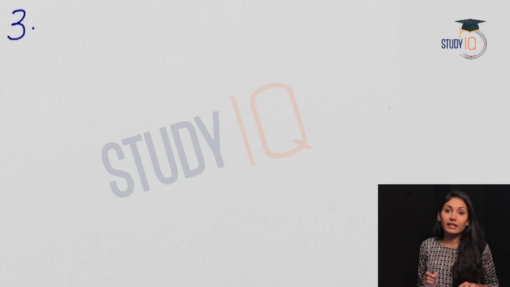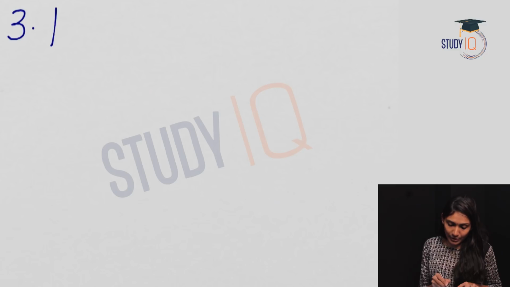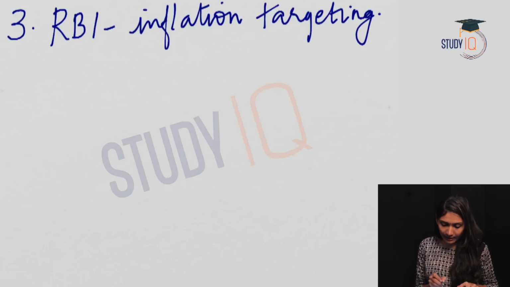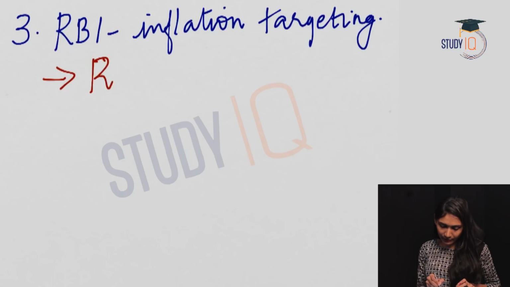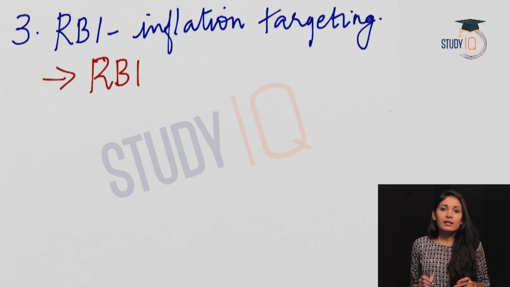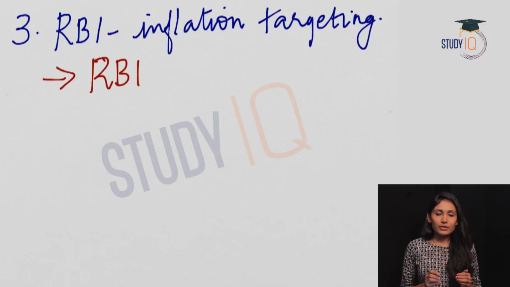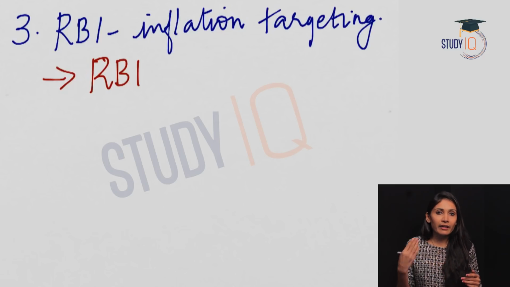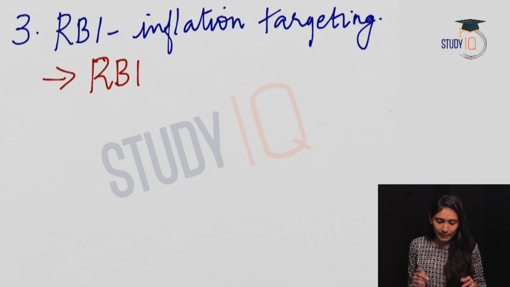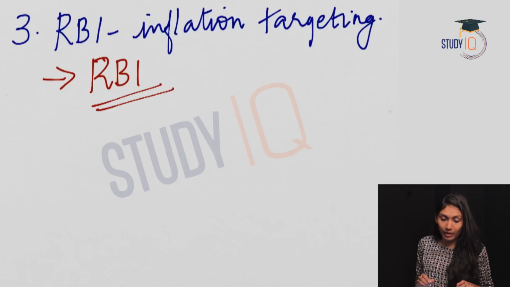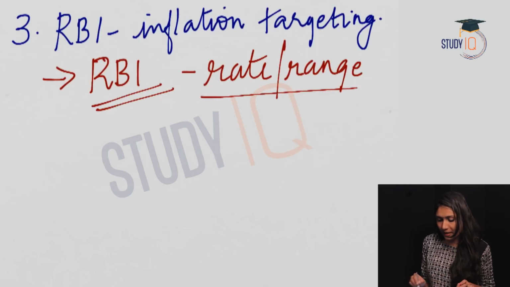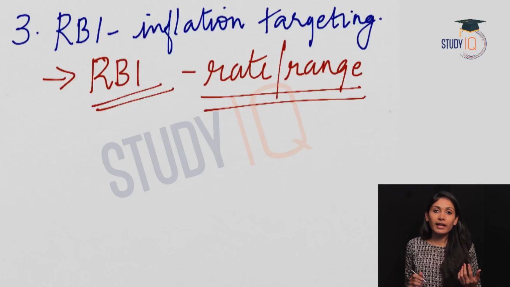The next recommendation given by the committee was that the RBI should adopt inflation targeting. What is meant by inflation targeting? Under inflation targeting, the central bank of an economy, so in case of India, the Reserve Bank of India, should announce an optimum range or rate of inflation, and it must endeavour to maintain the inflation within that limit. So, the central bank should announce a rate or a range within which it should be able to control the inflation in the economy.